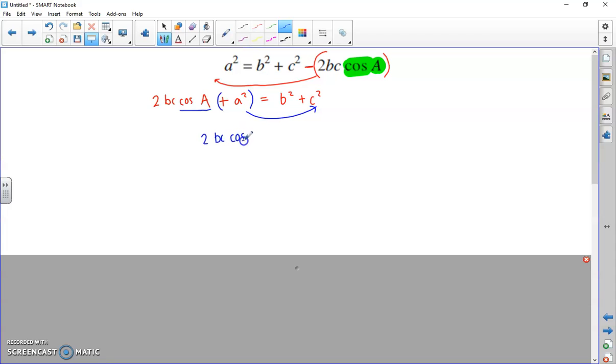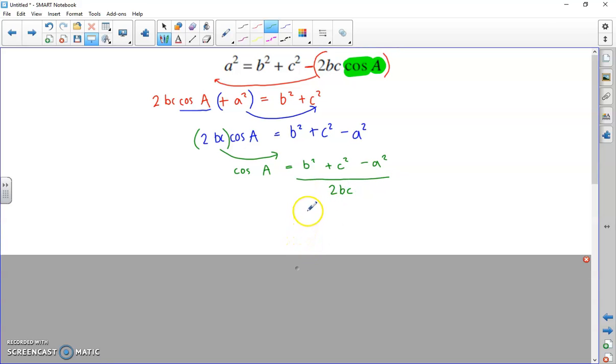So 2bc cos A equals b squared plus c squared minus a squared. And we're almost there. Now we want to get rid of the 2bc part. Now there's no times sign, but it is times. So if I want to move it to the other side, it becomes a divide, which means it's going to make one big fraction that looks like this. b squared plus c squared, take away a squared, all over 2bc.